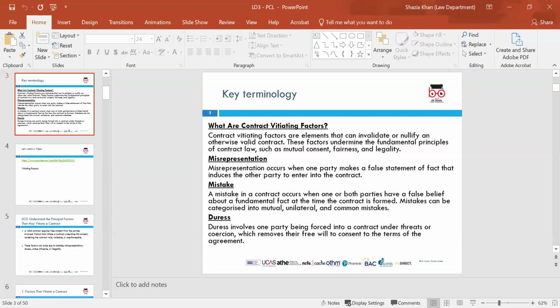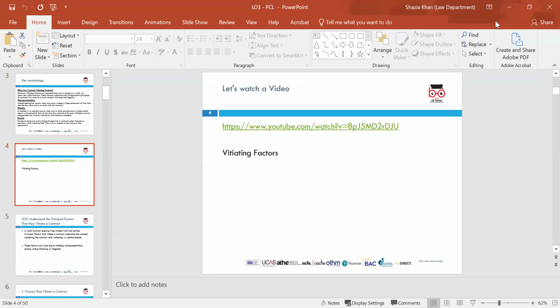A mistake can be categorized as mutual, unilateral, and common mistakes. And then duress can take forms of physical threats, economic pressure, or other intimidation. So we'll look at them in more detail. There's a video there that you can look at in your own time, and that looks at vitiation factors within contract law and what elements that plays when it comes to identifying any sort of breaches or anything.